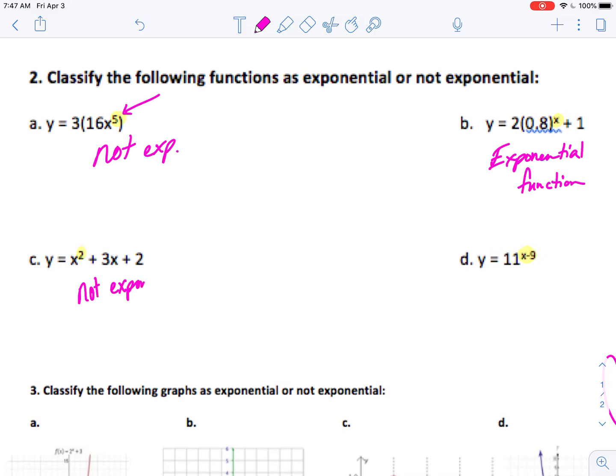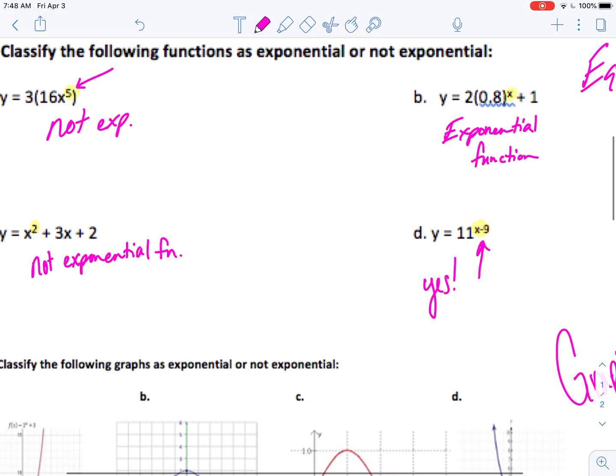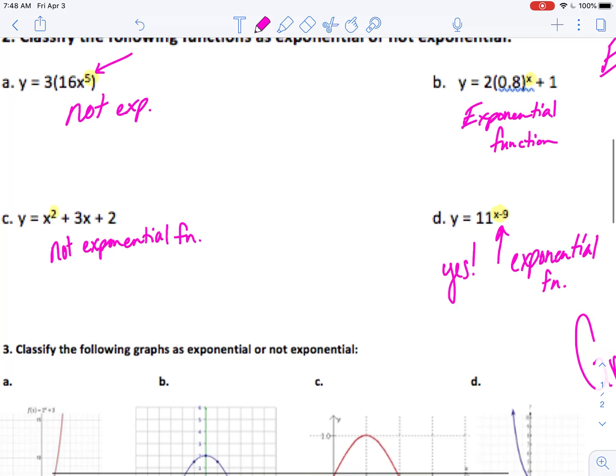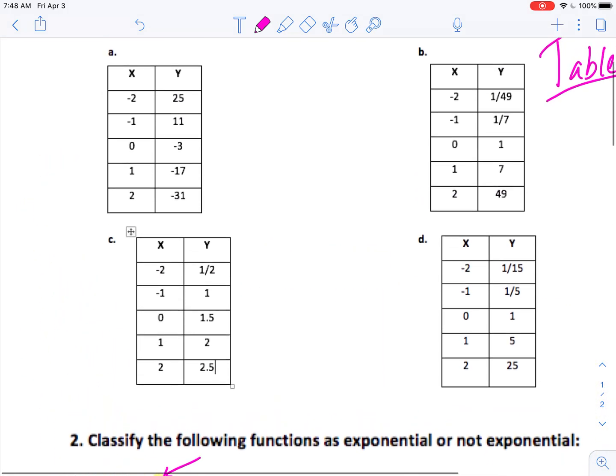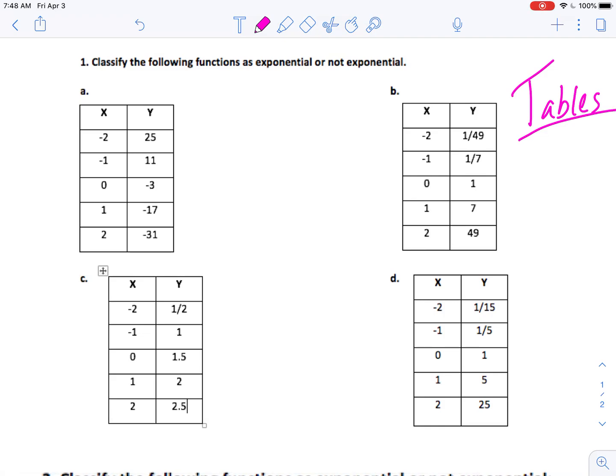So same thing here. Let's look at our exponent. I do have an exponent, but it's 2, it's not x. So since x is not in the exponent, I'll say it's not an exponential function. And our last one here, looking at the exponent, what do I have in there? I have x minus 9. And what I'm really concerned about, again, is, do I have x in the exponent? And since x is in the exponent, then I would say this is an exponential function.